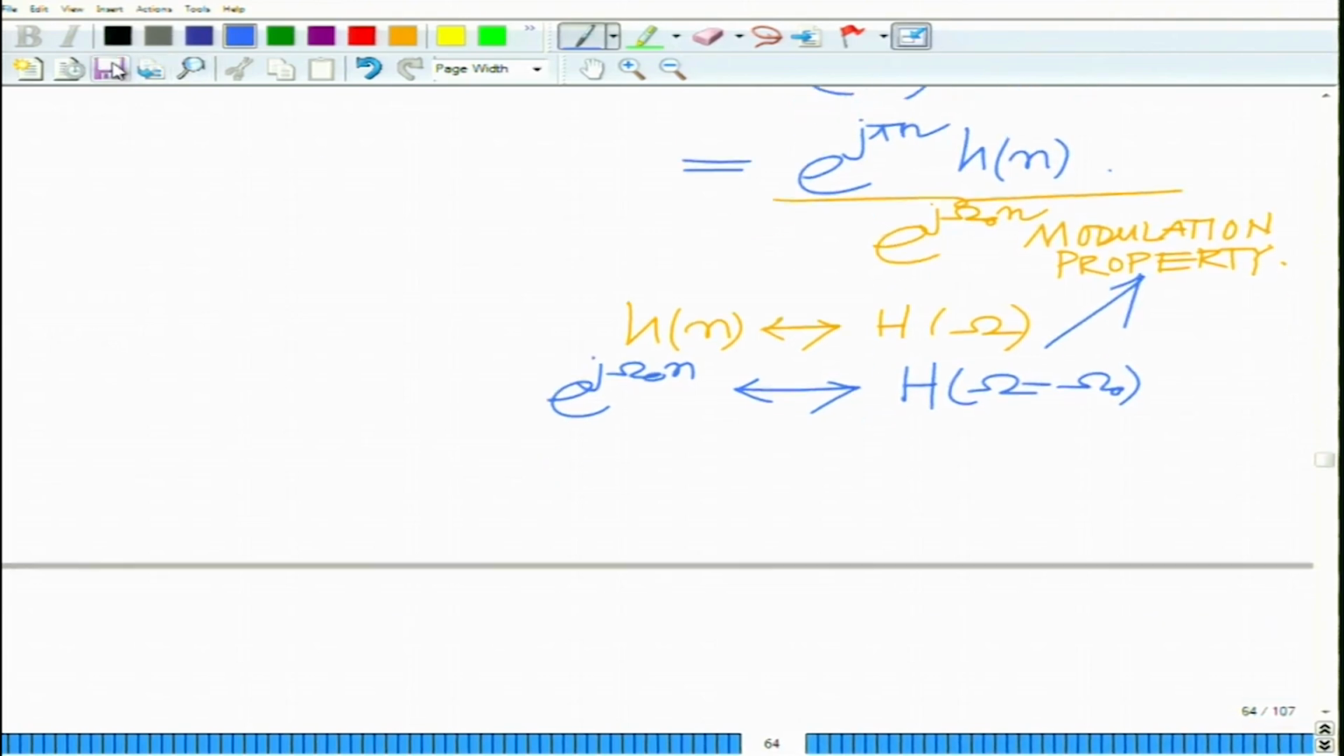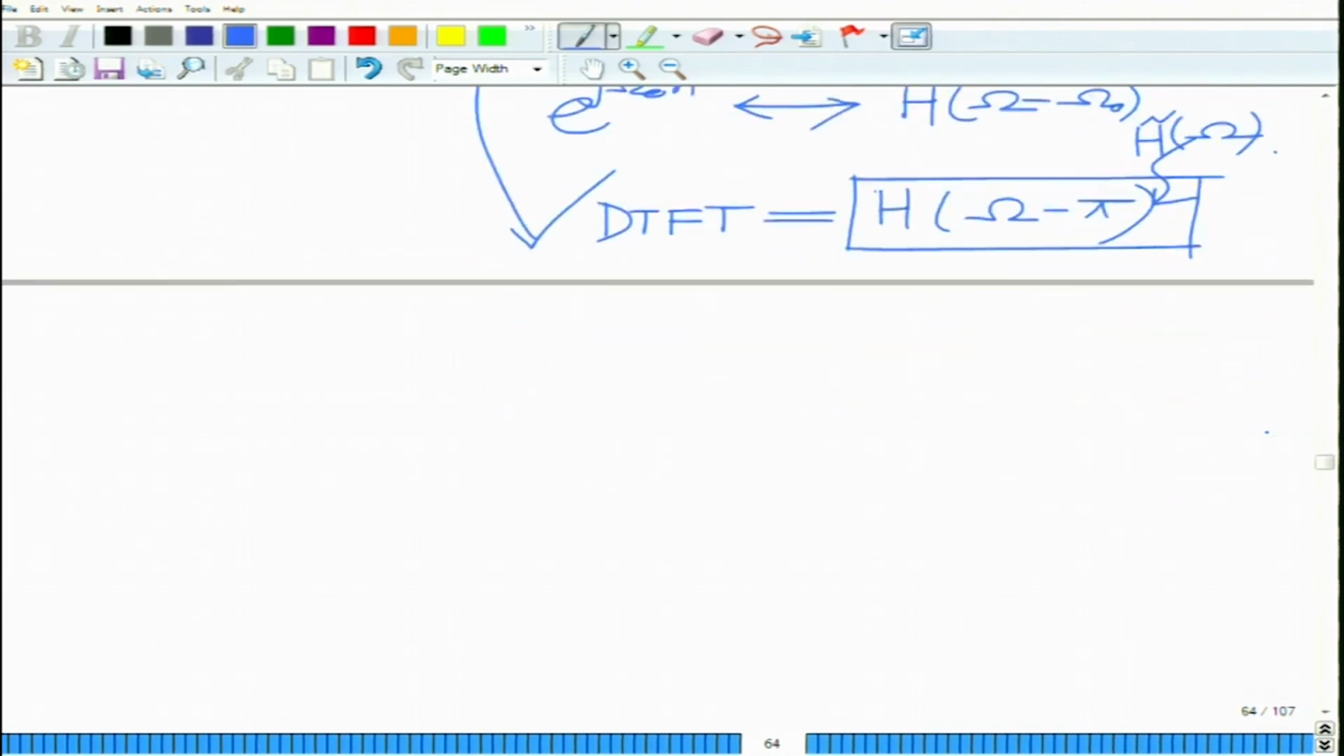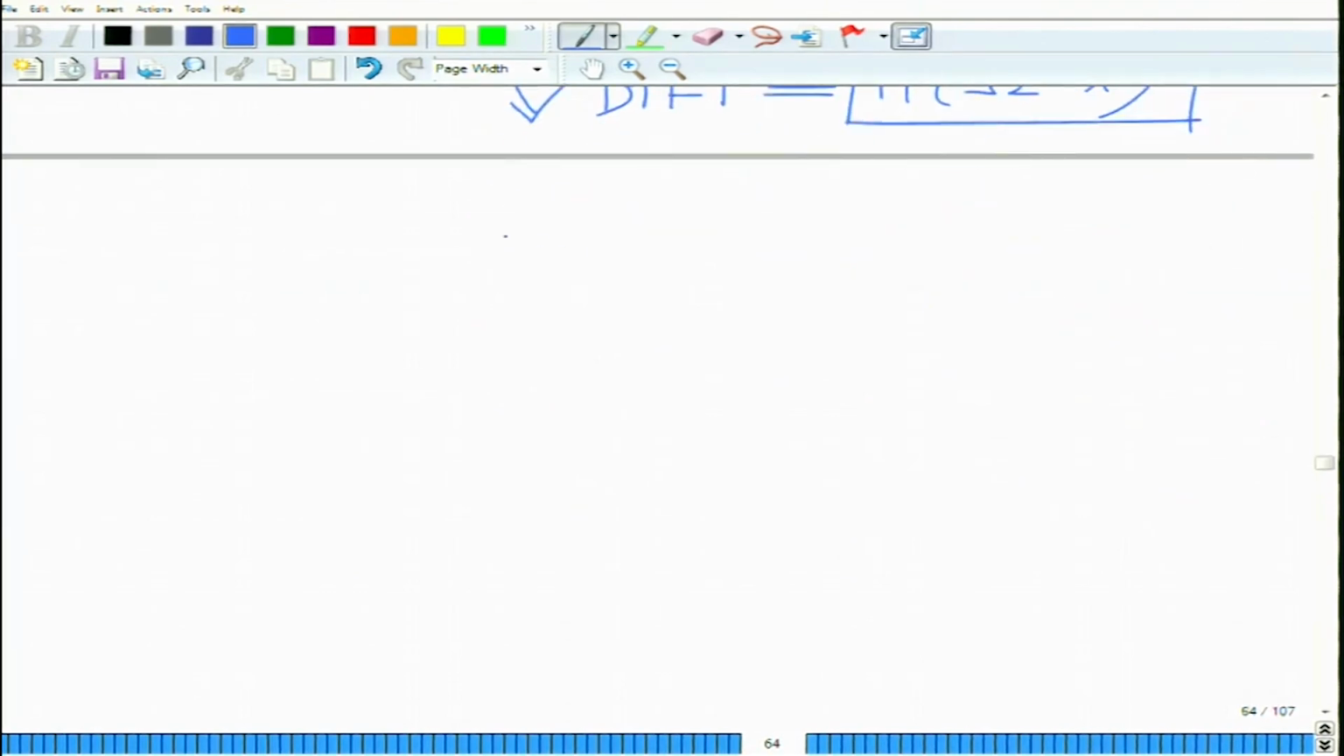Okay. So, which means e raised to j pi n times h[n] has DTFT H of omega minus omega naught. So, here omega naught equals pi. So, DTFT will be H of omega minus pi, okay, and that is your h tilde of omega, corresponding to minus 1 raised to n times h[n].